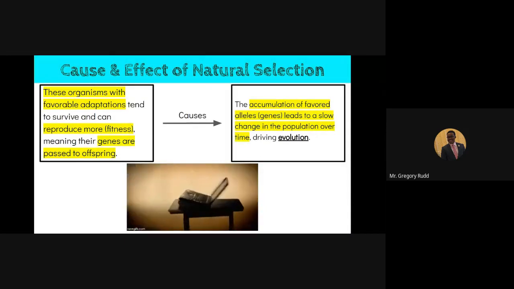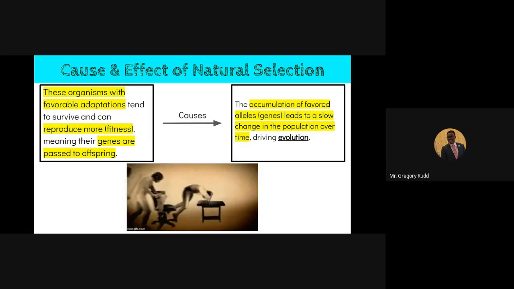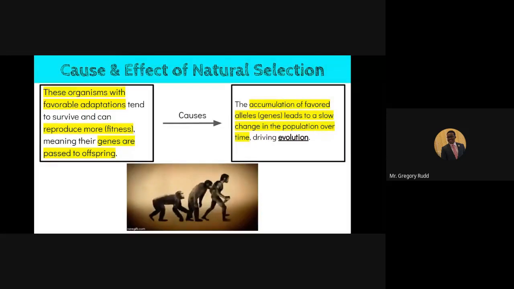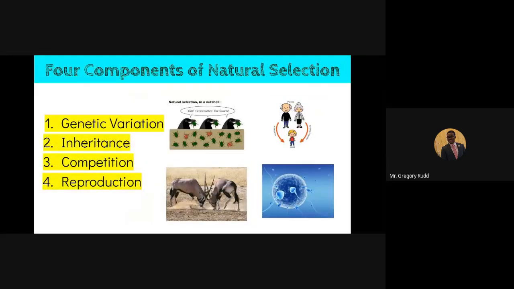And as that happened, at the same time, that species started to walk on their hind legs instead of on all four legs. So you've got to imagine that this is taking place over many thousands of years. This is not a quick process. But the four components of natural selection are genetic variation, inheritance, competition, and reproduction.